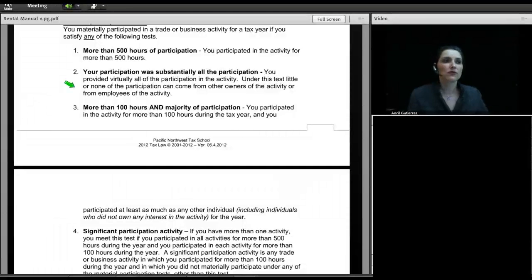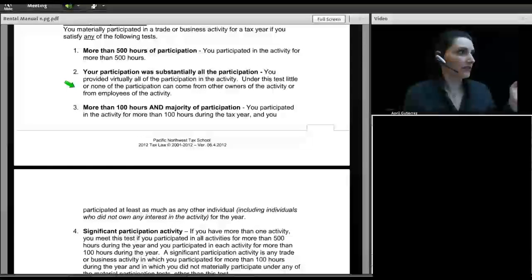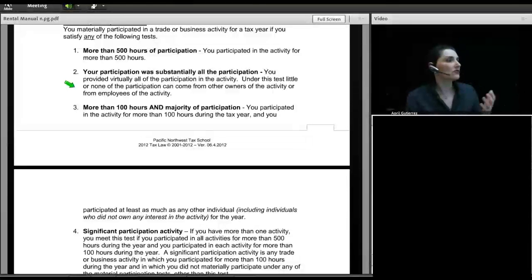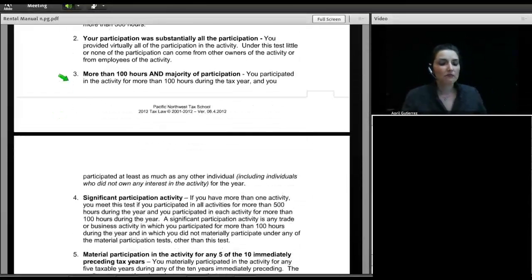So let's just suppose you own a business and you worked at it 300 hours during the year, but you're the only person who worked in the business. No one else worked in it. So even though you worked less than 500 hours, you're still considered to be material because you're the only one who did the activity. The next one is more than 100 hours and majority of participation. You participated in the activity for more than 100 hours during the year, and you participated at least as much as any other individual, including individuals who did not own any interest in the activity.